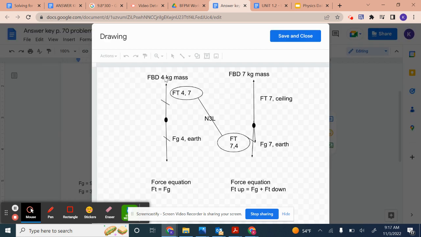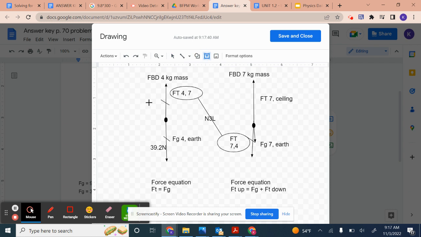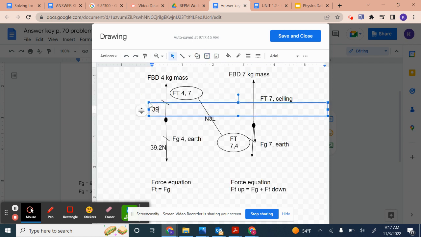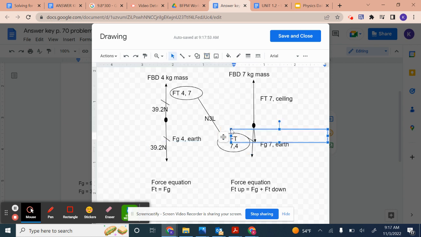In fact, I'm going to go ahead and add that to my free body diagram. I got 39.2 newtons here. Therefore, this one is 39.2 newtons. And then because of pair forces, this tension force down over here is 39.2 newtons. That's why the pair forces are really important to recognize.